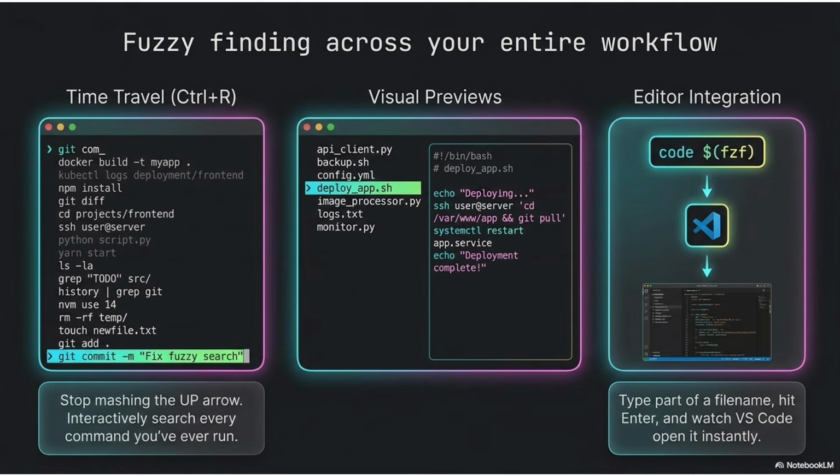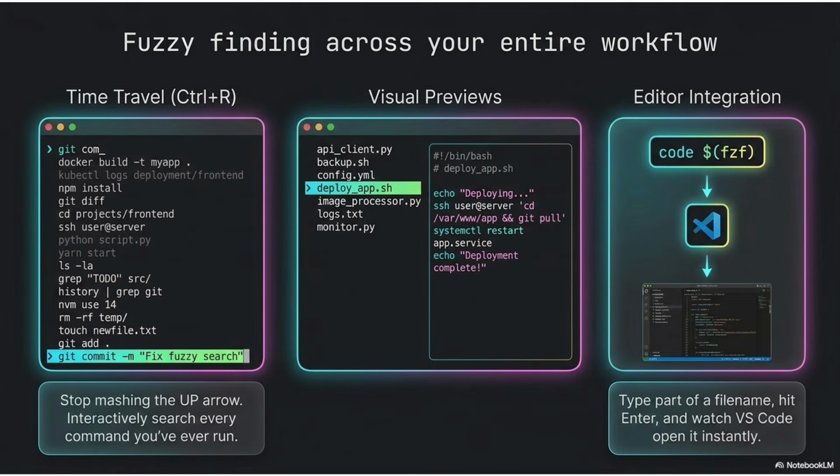This slide shows 3 ways fzf extends across your entire workflow. First, time travel via Control-R. Instead of pressing the up arrow repeatedly to find a past command, press Control-R and start typing any fragment. fzf fuzzy searches your entire command history and lets you select the exact command you want. Stop smashing the up arrow.